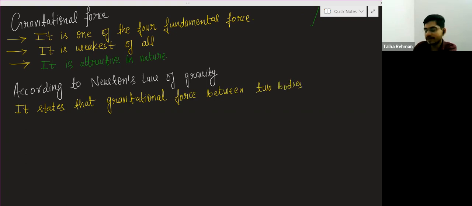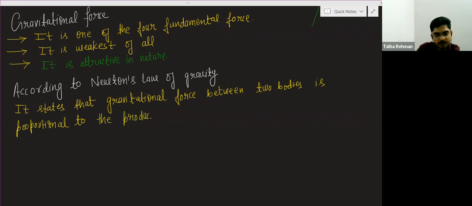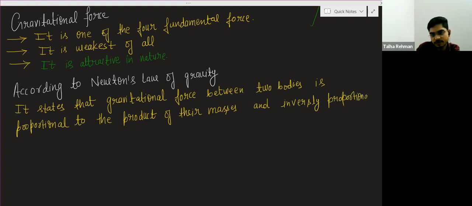Two bodies means you can take the example of this bottle and this phone. The gravitational force between two bodies is proportional to the product of their masses, and inversely proportional to the square of the distance between them.